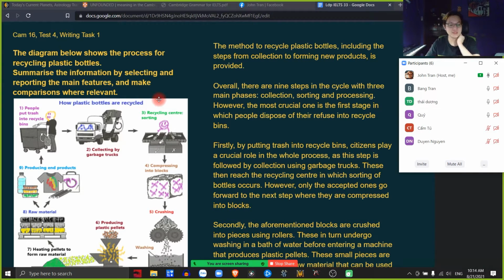So this is the essay title. The diagram below shows the process for recycling plastic bottles.